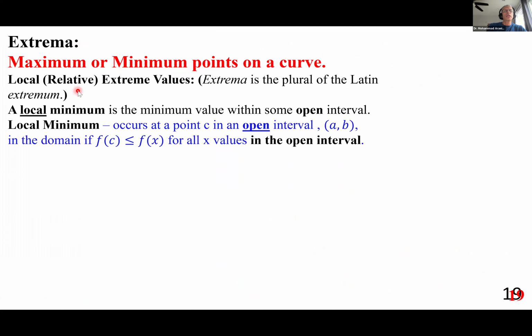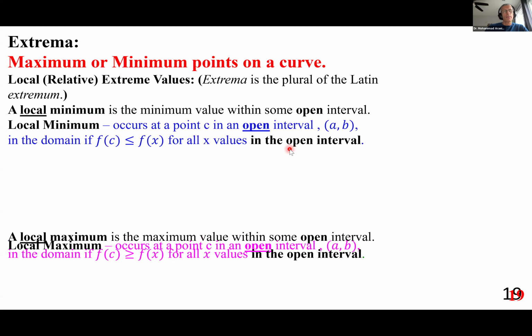Local, also known as relative extreme values. Extrema is the plural of the Latin extremum. A local minimum is the minimum value within some open interval. Local minimum occurs at a point c in an open interval of a to b in the domain if f of c is less than or equal to f of x for all x values in the open interval.